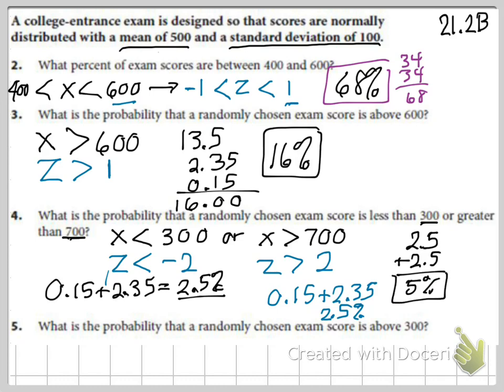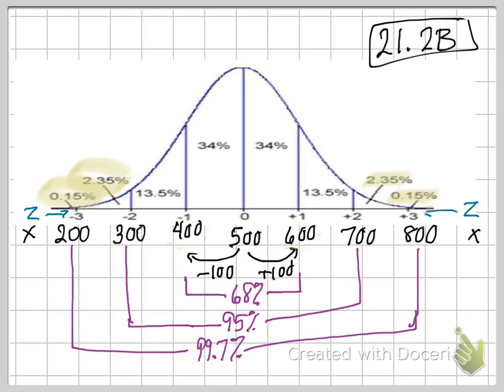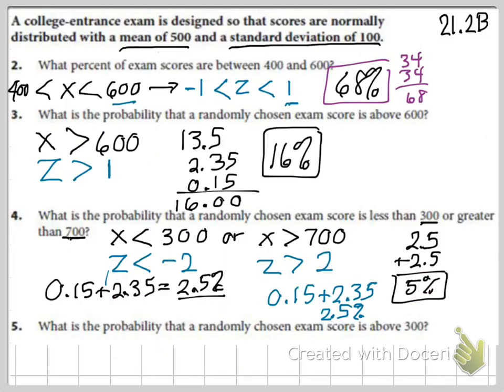Another way to look at that, let's go back to our curve again, is to say between 2 and negative 2 is my 95%. If I just looked at the whole thing as 100%, subtracted off the 95% I don't want, I can still get my 5% answer.